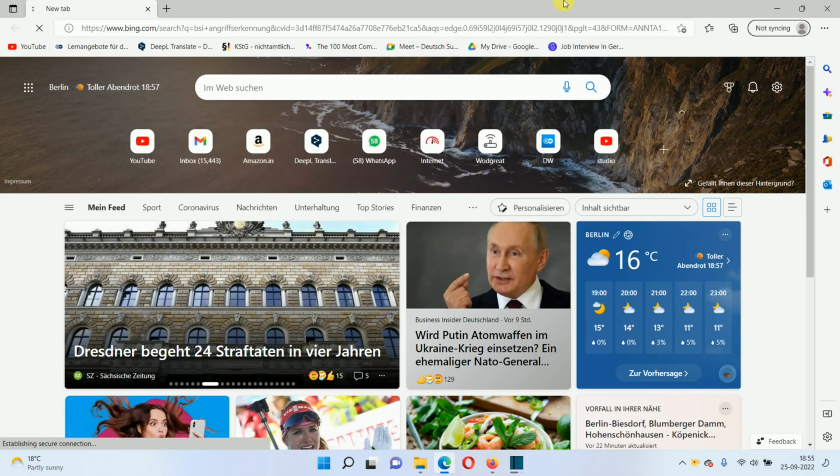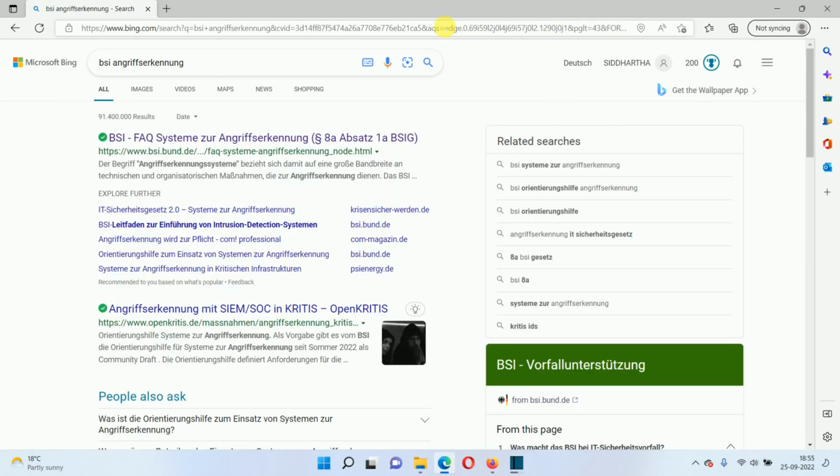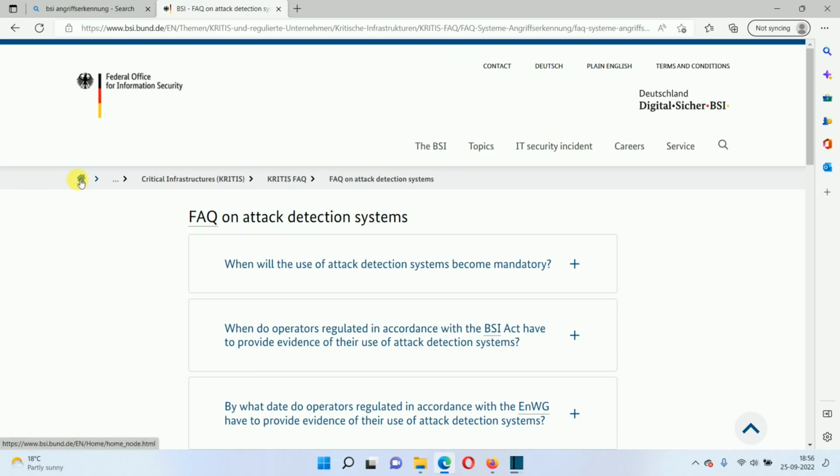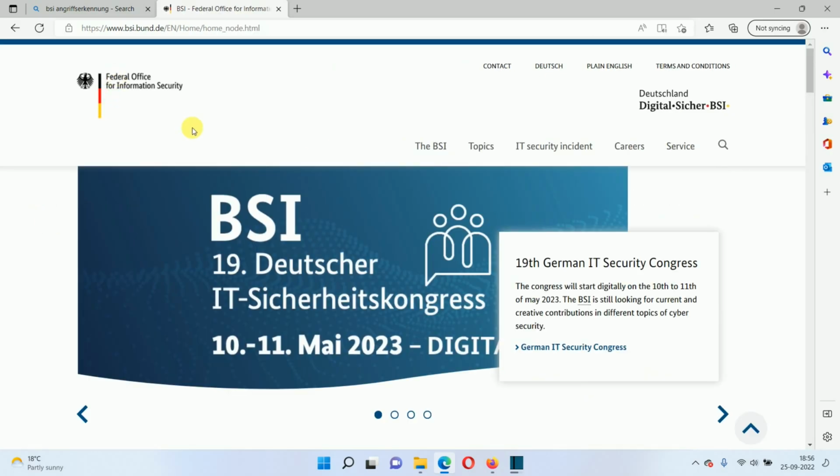You just write BSI and the first site will be the German government site. So here you see the full form, Bundesamt für Sicherheit in der Informationstechnik, the German government department for security in information technology. That is the literal meaning. And in this website you also find an English tab. Fortunately, most of the things on this website are also there in English.